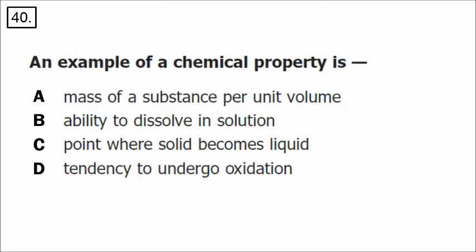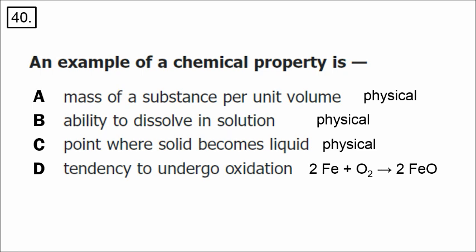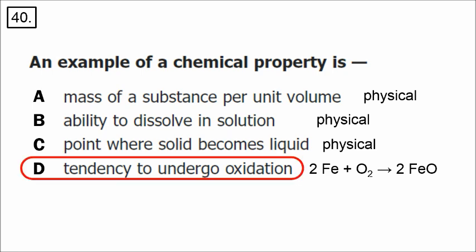Number 40, a chemical property that has to do with a chemical change, producing a new substance that wasn't there before. Density is a physical property, mass per volume. Dissolving in a solution is still physical because you're not producing a new substance, just making a mixture. And solid to liquid is a phase change that's not producing a new chemical formula or a chemical substance that's different than what you started with. But oxidation, for example, iron turning into rust or iron oxide, that is a chemical change and therefore is a chemical property.